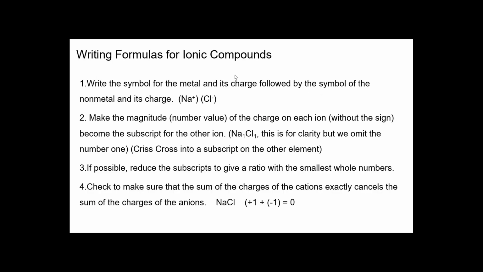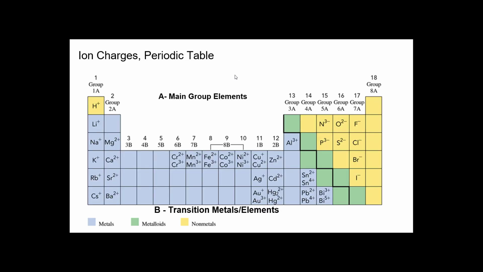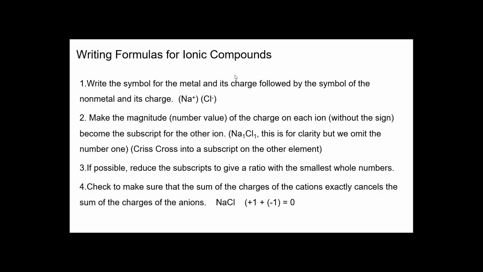Okay, so how do we write these out? We're going to use sodium chloride. Sodium's a group 1, so it loses 1 electron. Chloride is a halogen. It is a group 7, so it takes in 1 electron. So when the transfer of electrons happens, you can see it would have a cation and an anion. Now make the magnitude, the number value, we're not looking at the positive or negative sign, of the charge on each ion. It becomes a subscript for the other ion.